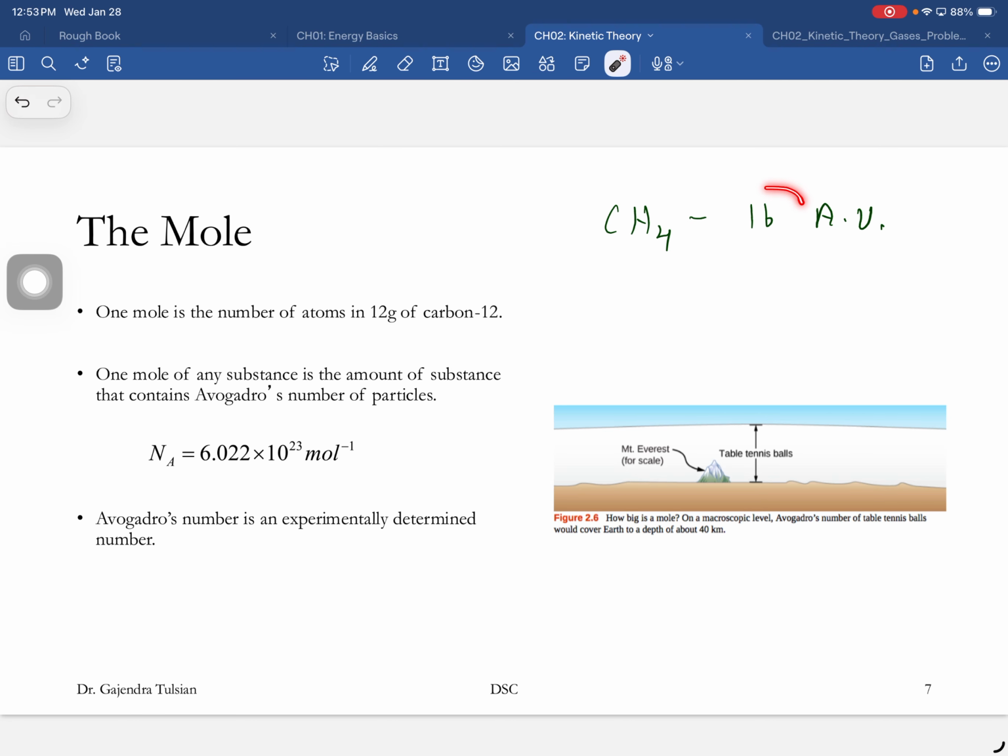So PV equals nRT. This is the ideal gas law. It assumes that the volume of the molecules is tiny. So in this room, how many molecules are there? There's about 10,000 moles of gas. So there's about 10 to the power of 28 gas molecules in this room.